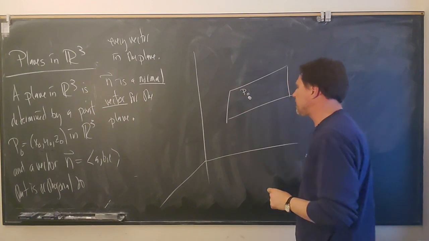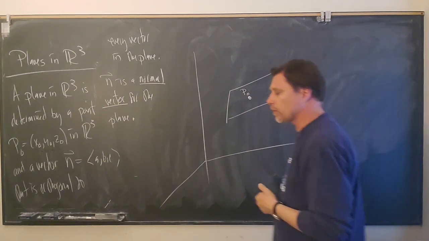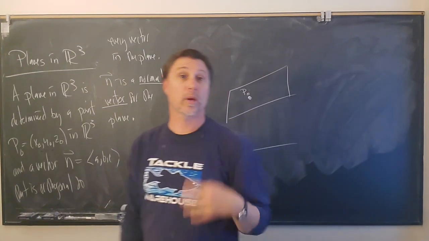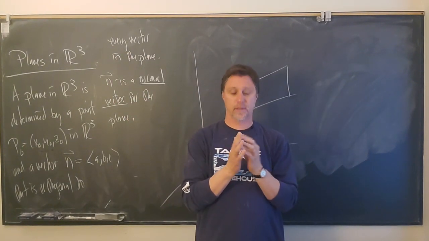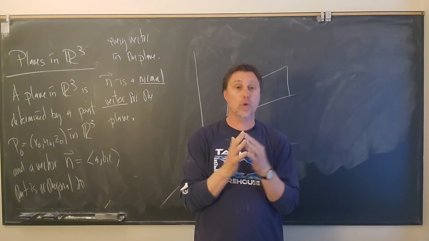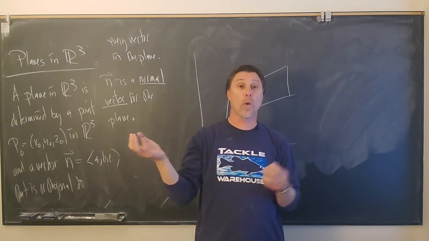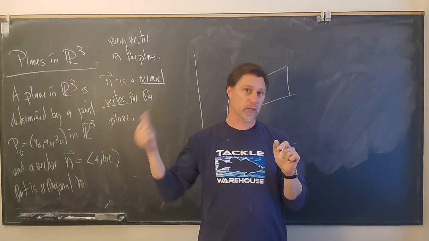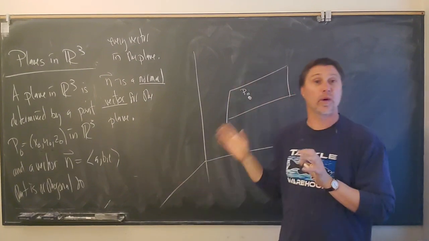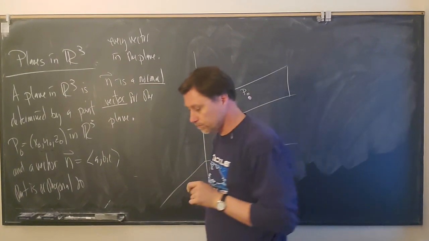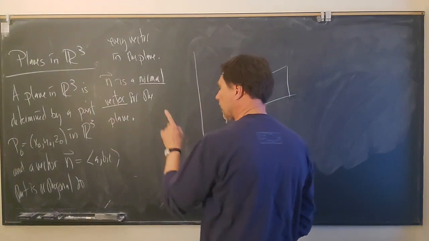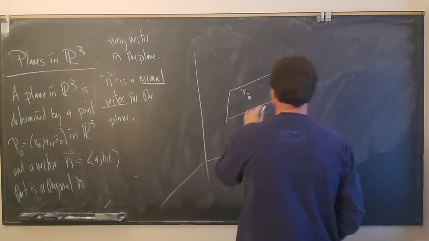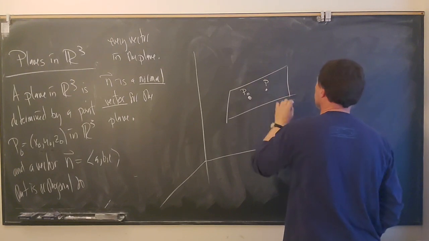I have a point P0, and here's the idea. Whenever we have an equation for some object, whether it be a line or a plane in this case, the point of this equation is to allow us to decide which points in R3 lie on the object, in this case the plane, and which points do not. So I've got P0. Now let's take another point, P.